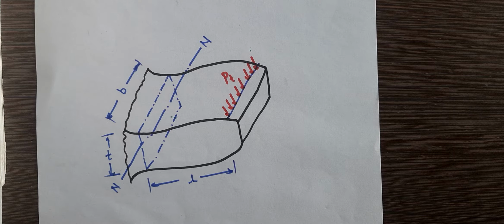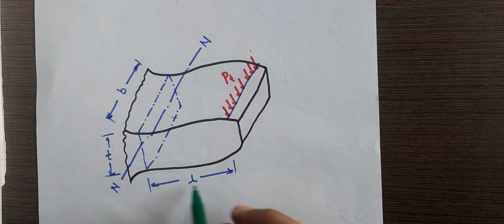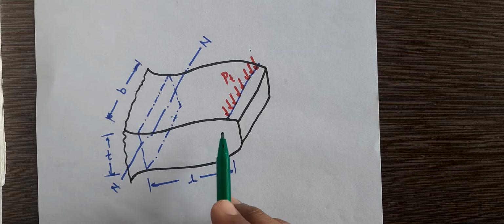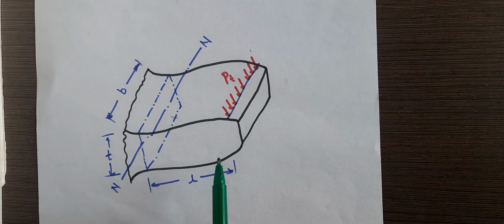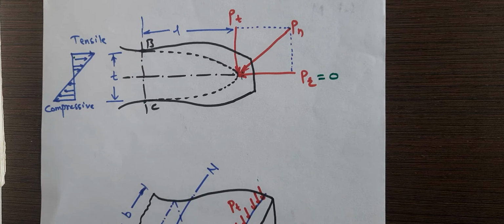The next assumption is that the effect of stress concentration is neglected. Then the fifth assumption is that frictional forces due to teeth sliding are neglected. When the teeth come in mesh, they have a small amount of sliding motion, and that we are neglecting. So these five assumptions we will consider here.